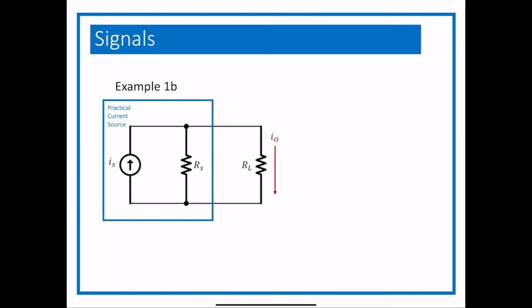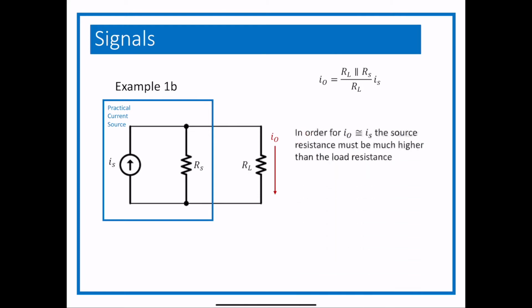In the case of a practical current source, we have a source resistor in parallel with a load resistor. And in order to figure out what the output current is, we just use current division, meaning that we take the parallel equivalent of RL and RS, divide that by RL, and multiply that by the source value. So in this case, the source resistance needs to be a lot higher than the load resistance in order not to drain a significant amount of current. So that's why we represent the sources in this way.